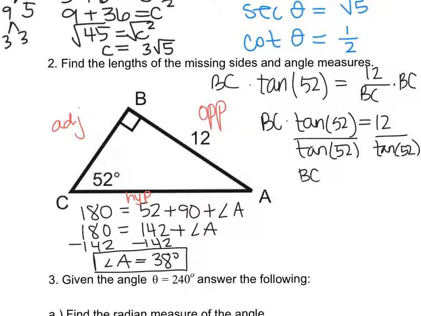And BC equals whatever 12 divided by the tangent of 52 is, which is going to be 9.38 approximately.